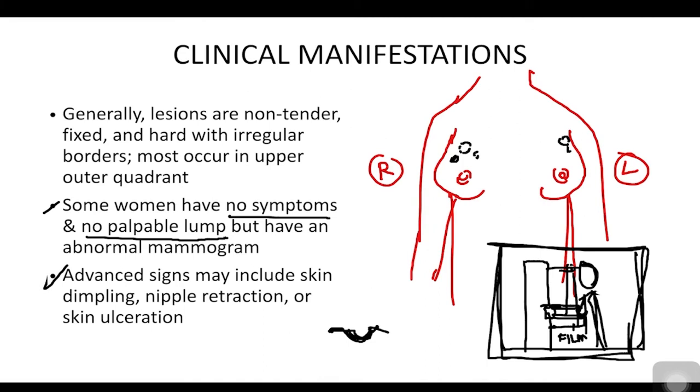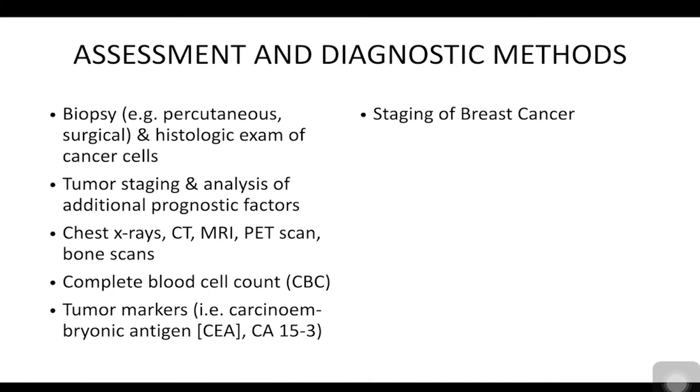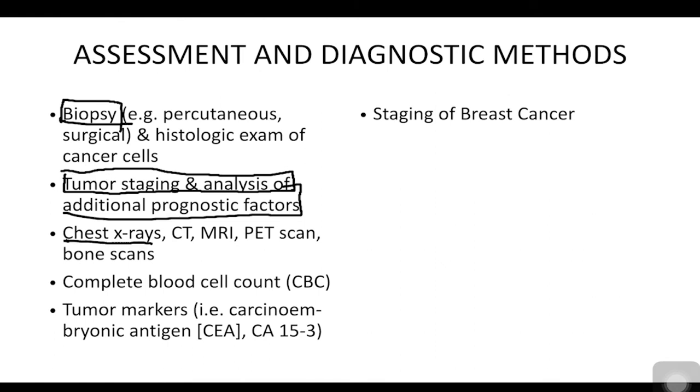Next one. Okay, so here are the assessment or further diagnostics. We have first the biopsy. Usually this one is getting some cell samples. Okay. And then we have also your tumor staging and analysis of additional prognostic factors. Okay. We have also our chest x-ray, CT scan, MRI, PET scan, and bone scans. To see the extent, if ever metastasis is already considered. We also have our complete blood cell count as part of the diagnostic measures.